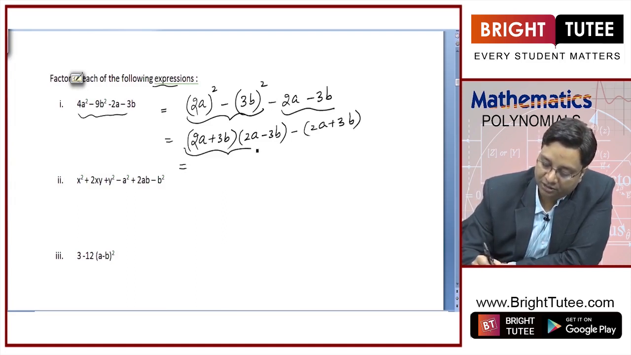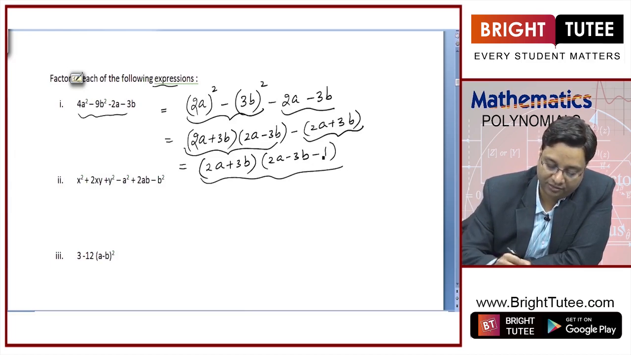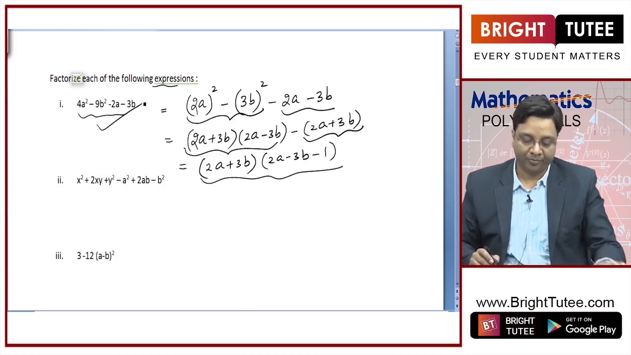From these two terms, this one and this one, I can take 2a plus 3b outside, and inside I will have 2a minus 3b minus 1. This is the factorized form of this expression here, okay.